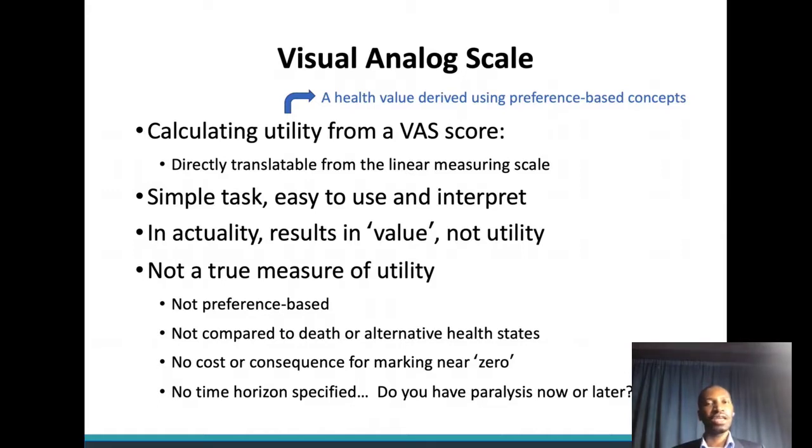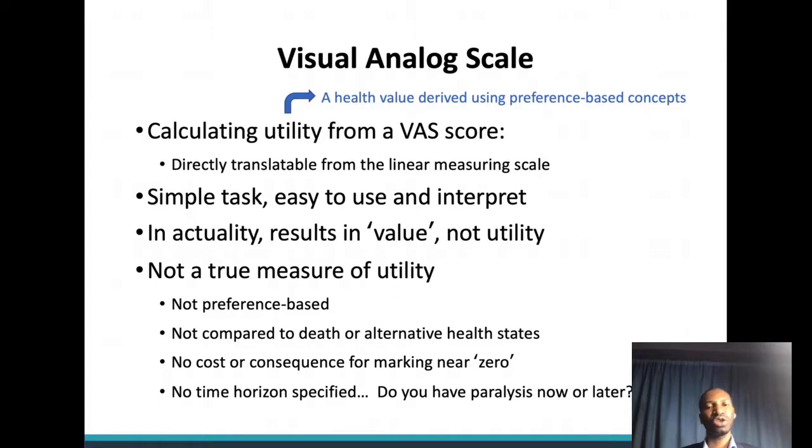A utility is a health value that is derived using a preference-based concept. So we can calculate utility from a VAS score by directly translating it from the linear measuring scale. Because we're asking a simple task, it's easy to use and interpret. In actuality, really, the VAS scores are not utilities. They result in value, but not in utilities.